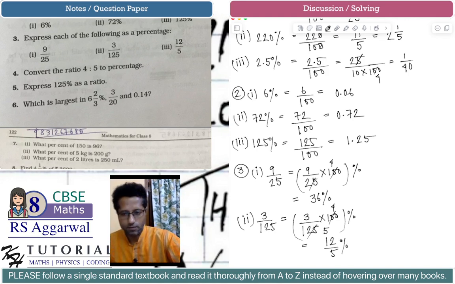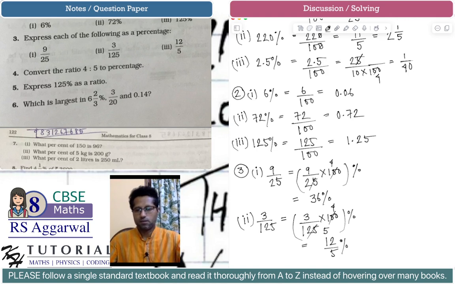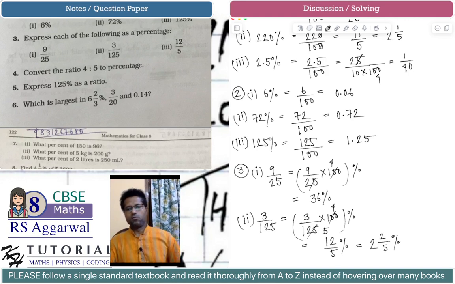But 12 by 5 is an improper fraction. Always convert an improper fraction to a mixed fraction. So 12 by 5 is equal to 2 and 2/5. So 2 and 2/5 percentage is the equivalent percentage of the fraction 3 by 125.